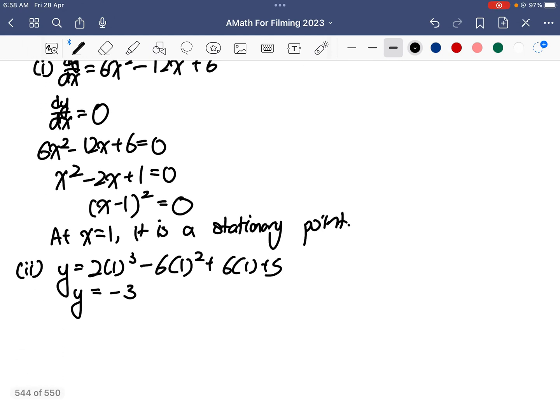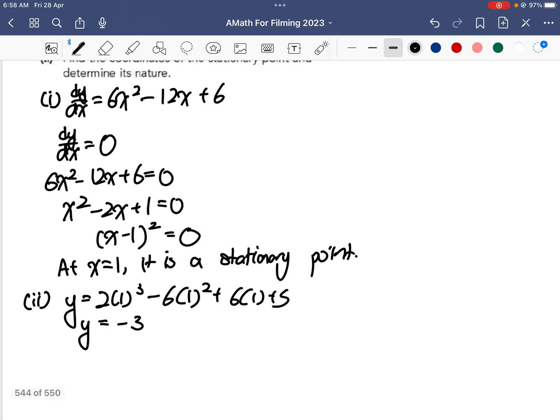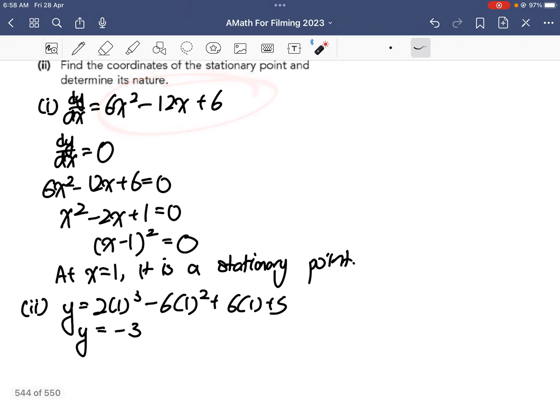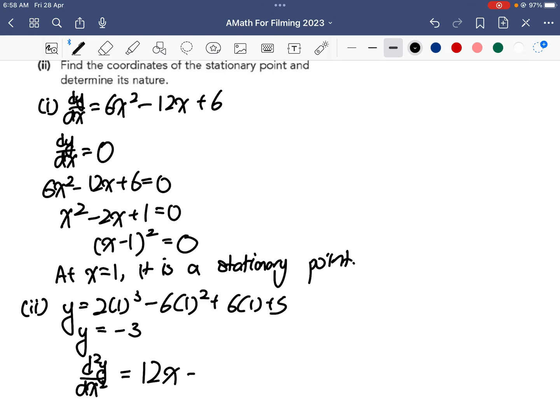Now, by applying my second differential, my first differential was here. So now I will apply my second differential, since this is what we learned. If you use the first derivative test, it will work just as well. So for my second differential, we get 12x minus 12.